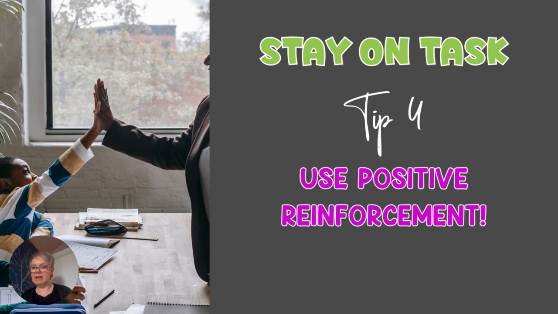Praise specific actions. Be specific in your praise, such as, "I like how you're staying focused and writing quietly," so students know exactly what they are doing right.